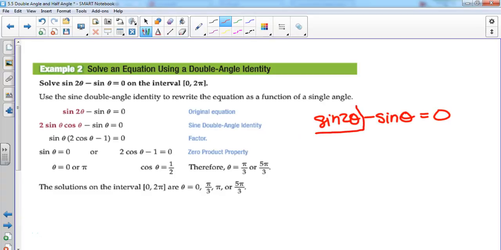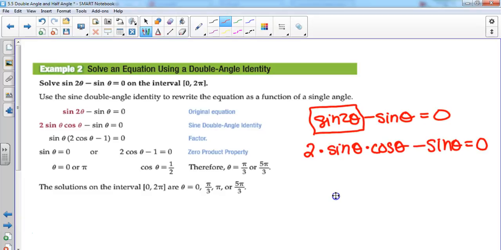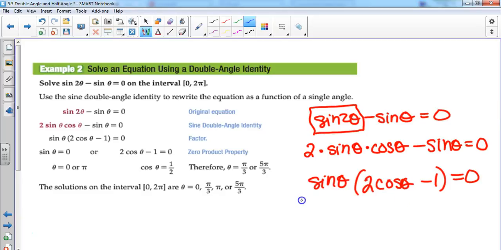What can I trade this for? I'm supposed to know this one. 2 times sine times cosine. Okay. Minus sine is equal to 0. What do we want to do now? Ladies, pay attention. What can we take out of everything? Okay, what will be left? 2 times cosine and a minus 1. Okay, now what?